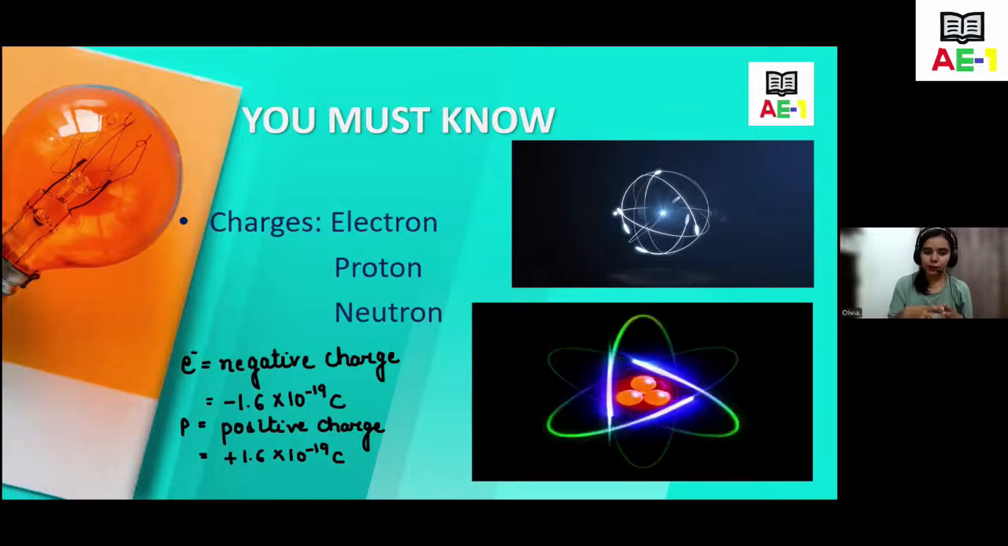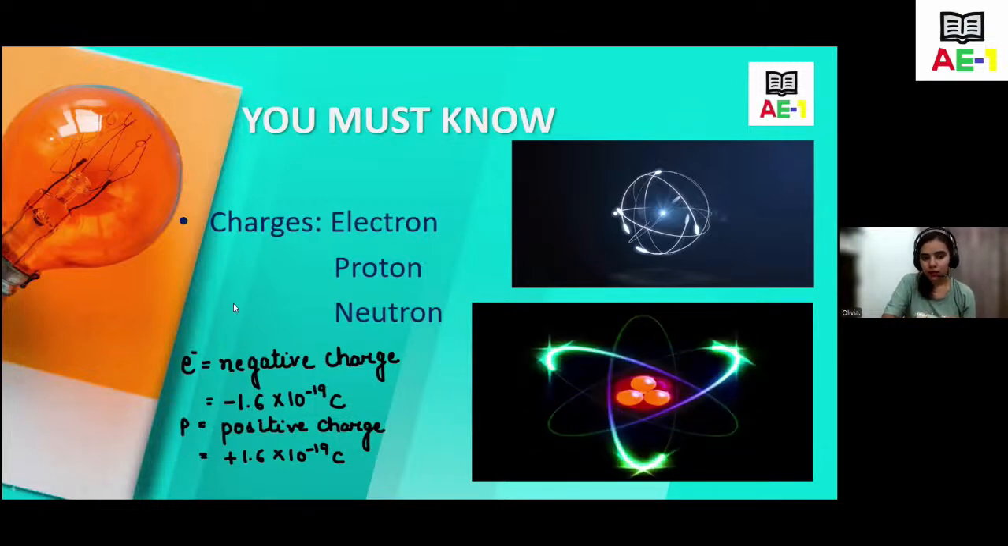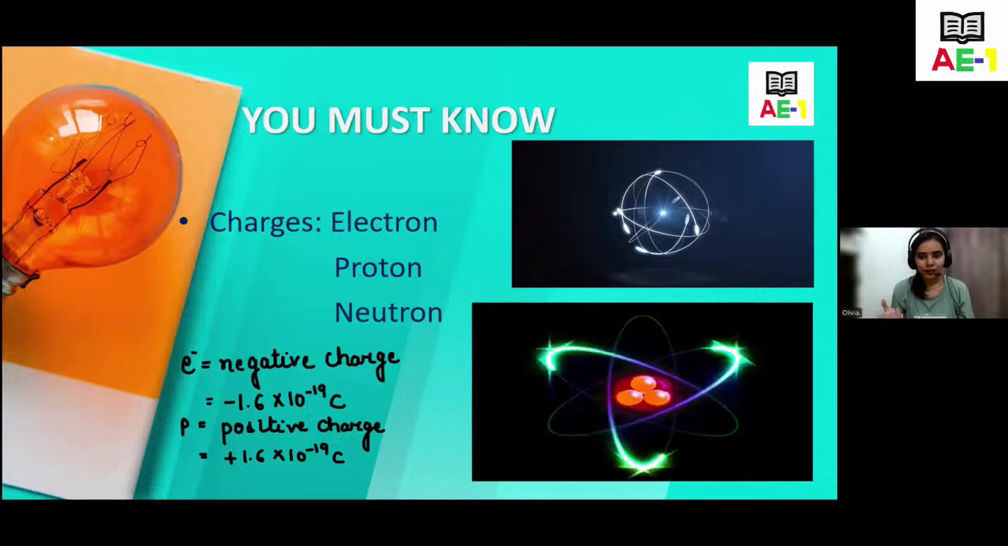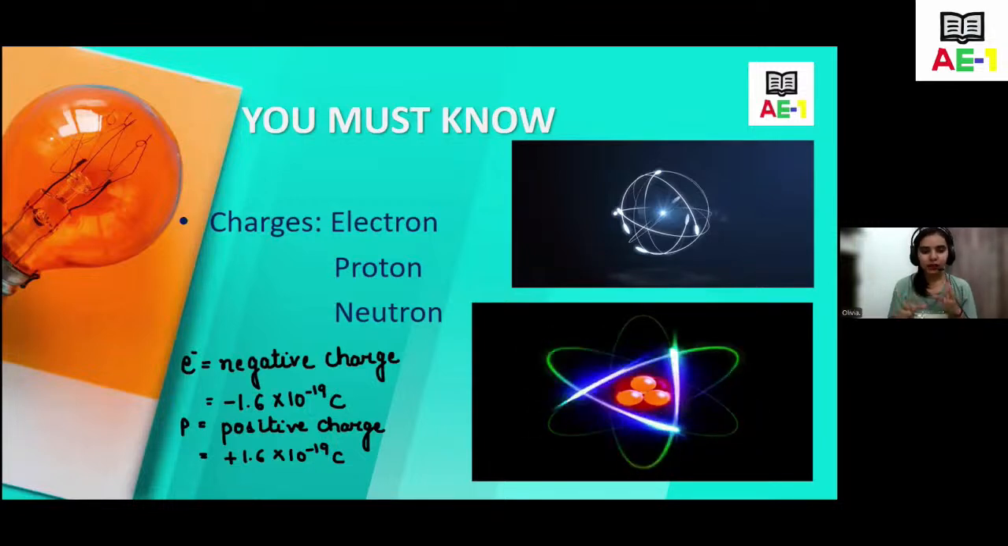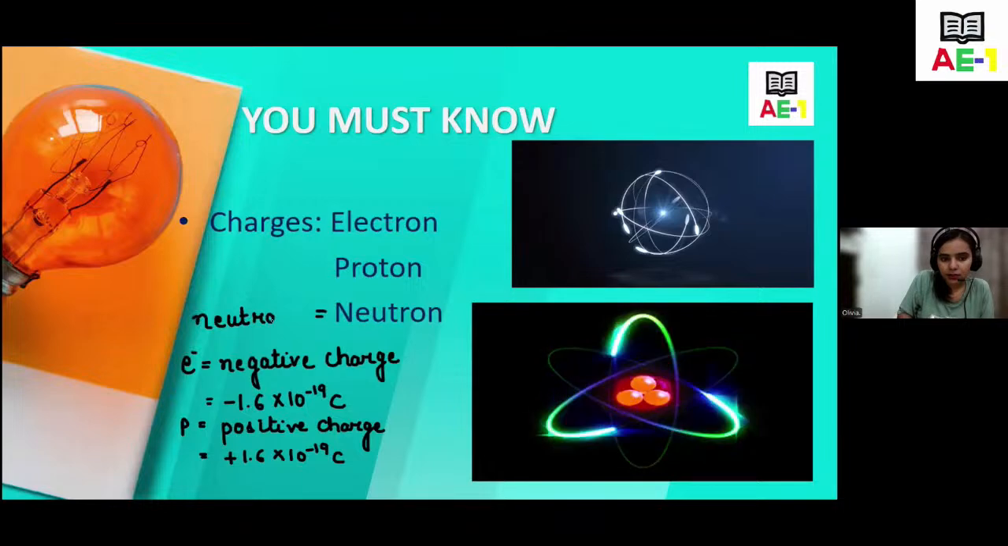Can you see that the value of the charges is exactly equal for both? If you look at electrons, the value is negative 1.6 times 10 raised to the power minus 19 coulomb, and the value of protons is 1.6 times 10 raised to the power minus 19 coulomb. The values are equal. They just differ in sign, one negative and the other positive, right? Neutron is something that is neutral, that doesn't have any charge on it. It's neutral and its value is 0.